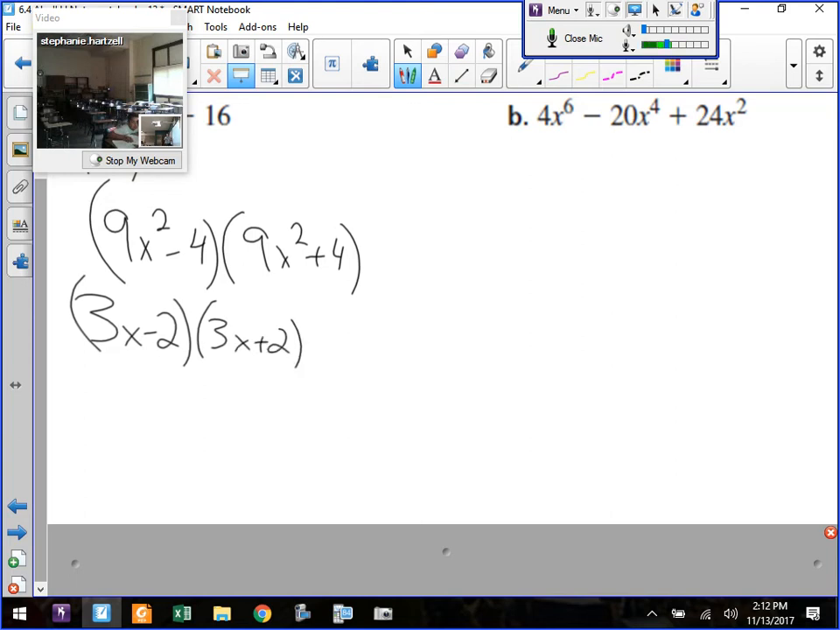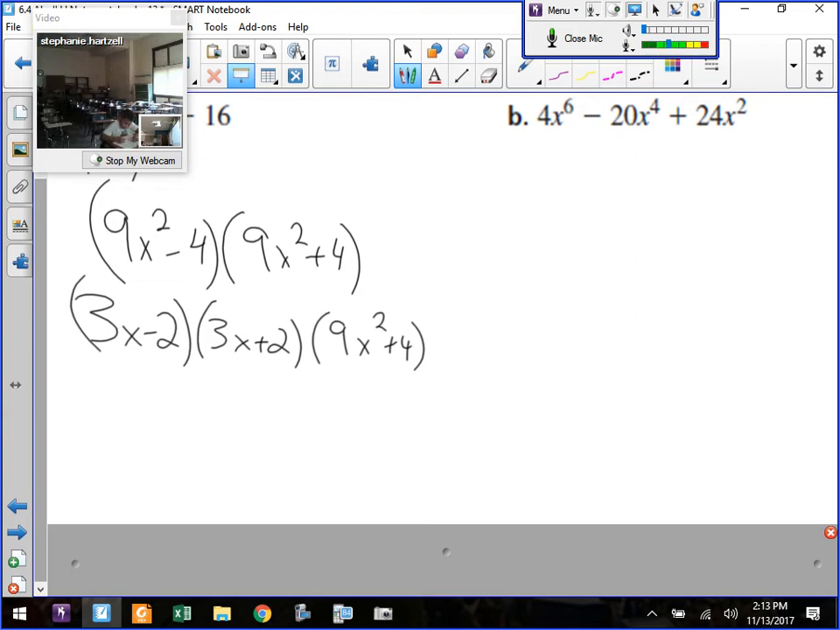But I cannot go any further on the 9x squared plus 4 because it is no longer a difference of squares. It's a sum of squares that you cannot factor. Why not? What times what is 36 and you add together to get 0? You get a non-real, you can't factor that. And you're done. Okay?